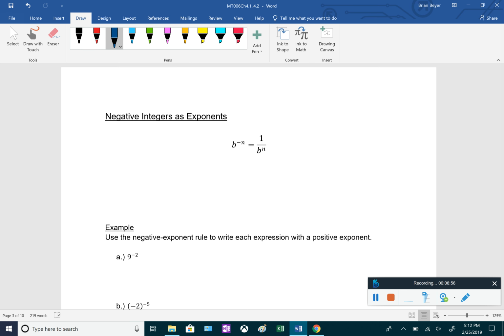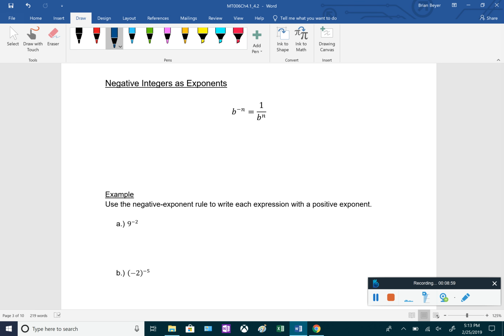Okay, and for a couple more rules here, the next one is negative integers as exponents. So for negative integers as exponents, b to the negative n, if we have a negative exponent, we can rewrite that as a positive exponent by essentially reciprocating the base. It would be 1 over b to the positive n. So something else that'll come in handy here is that if we have 1 over b to the negative n, that becomes b to the positive n.